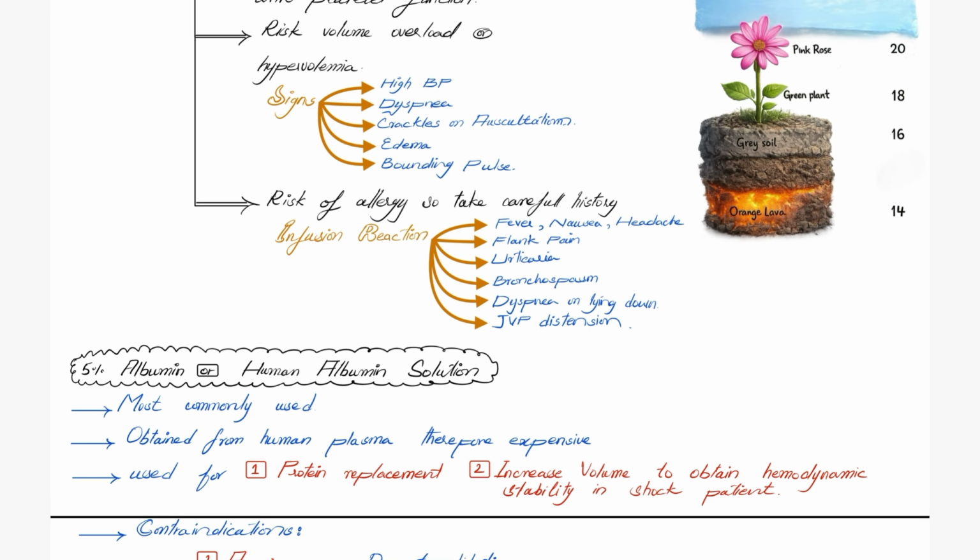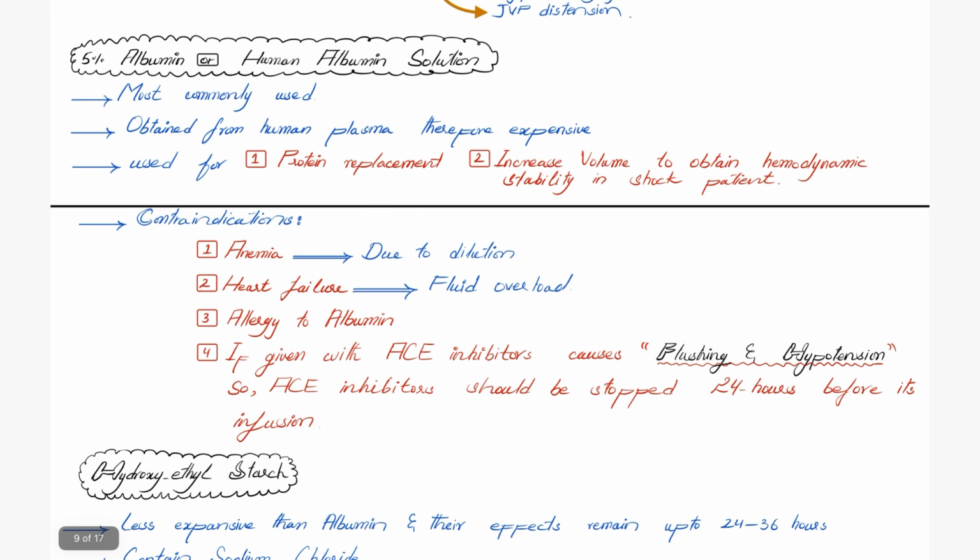Now, one type of colloid is 5% albumin or human albumin solution. It is the most commonly used, but because it is obtained from human plasma, it is expensive. It is used for protein replacement in patients having hypoproteinemia, or to increase volume to obtain hemodynamic stability in shock patients, or when there has been massive hemorrhage. So for obtaining hemodynamic stability, you give albumin.